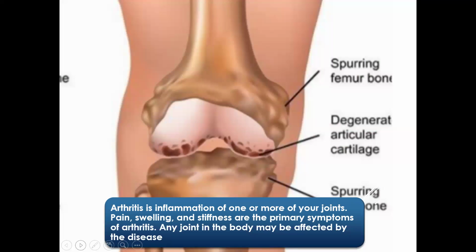Arthritis is inflammation of one or more of the joints, like the knee joint, the elbow joint, and the interphalangeal joints, and any other joints of the body.